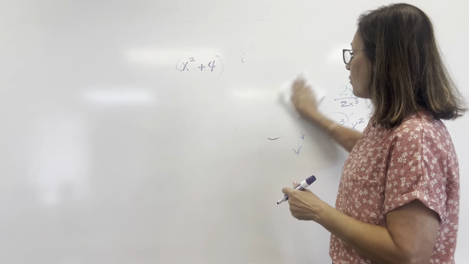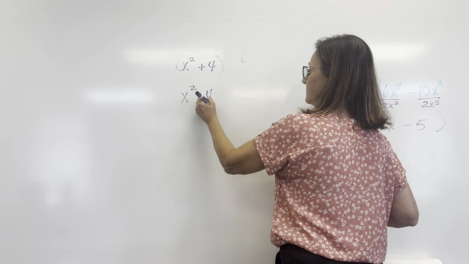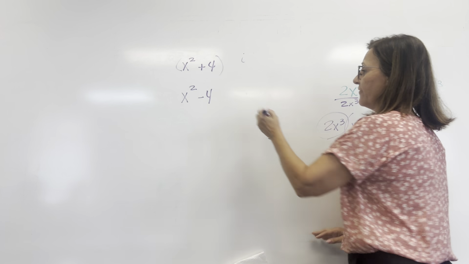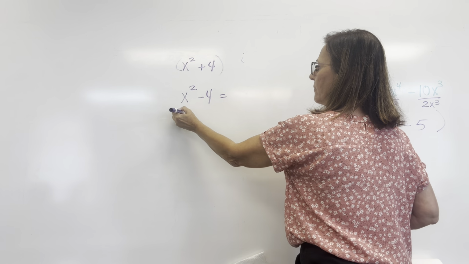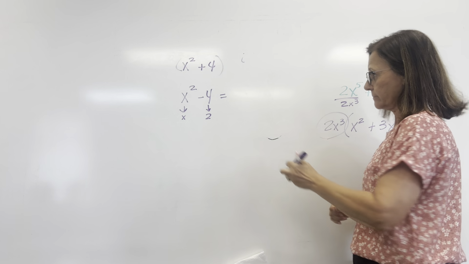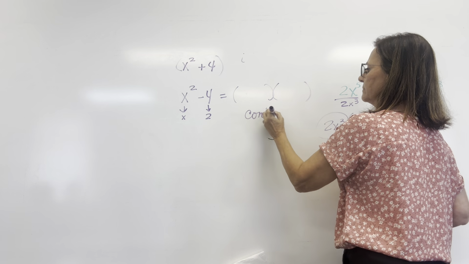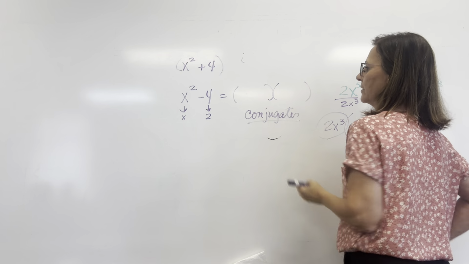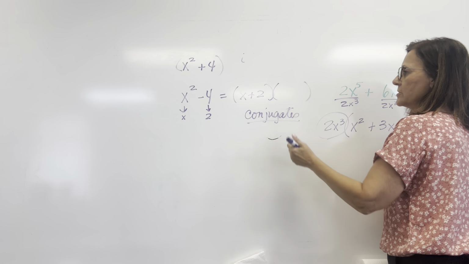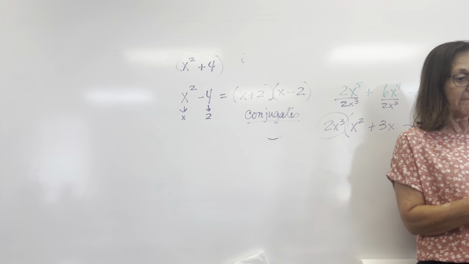Now, if I subtract two perfect squares, then it is factorable. And their factors, so the square root of x squared is x, the square root of 4 is 2, their factors are called conjugates. You need to understand that word. So you use both of those numbers, but it's plus and minus the same value.